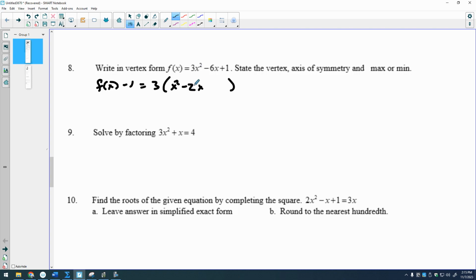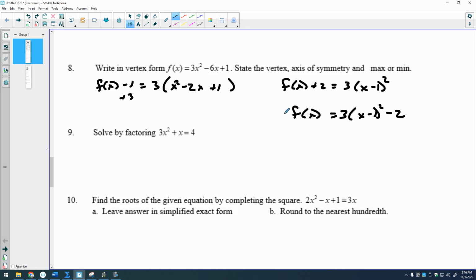So I divide the 2 by 2, and I get 1, and I square it, and I get 1. So I'm going to add 1. That 1 is being multiplied by a 3, so I really added 3 to this side. When I FOIL or distribute this back out, I will get a 3 here. So I need to add 3 to this side. So I get f of x plus 2 equals 3 times x minus 1 times x minus 1, which is x minus 1 squared. Get the f of x by itself, so move that 2 back across. And I get that equation.